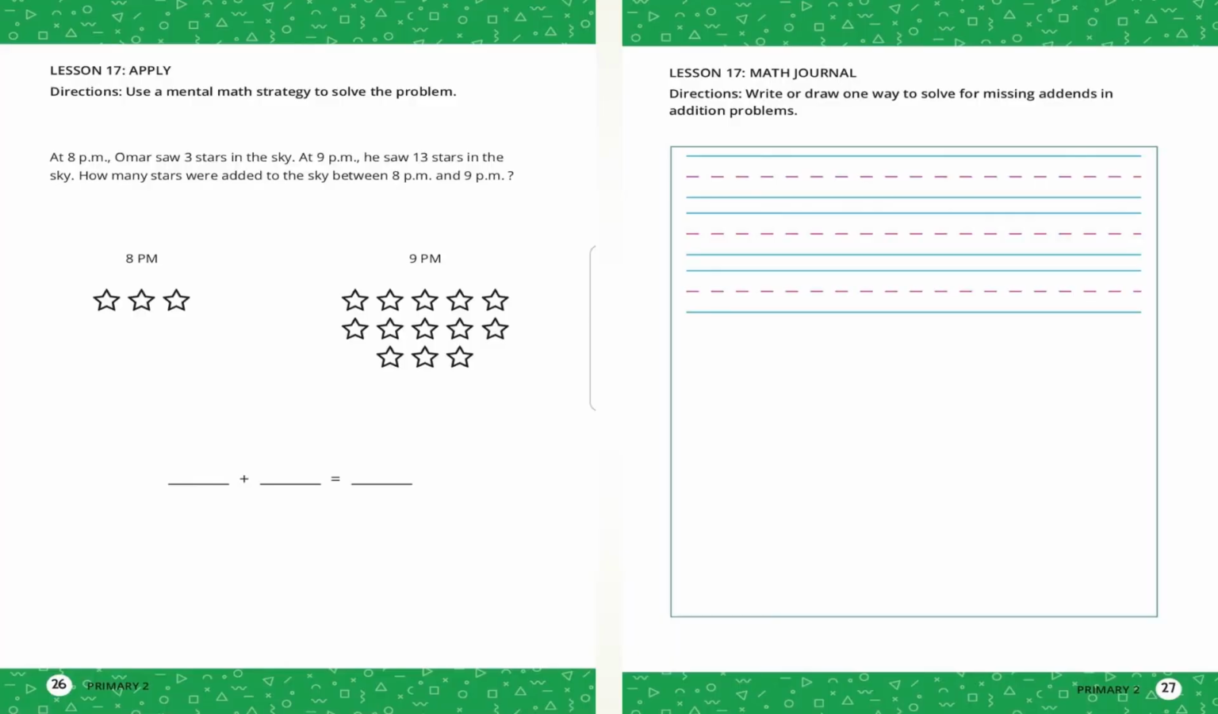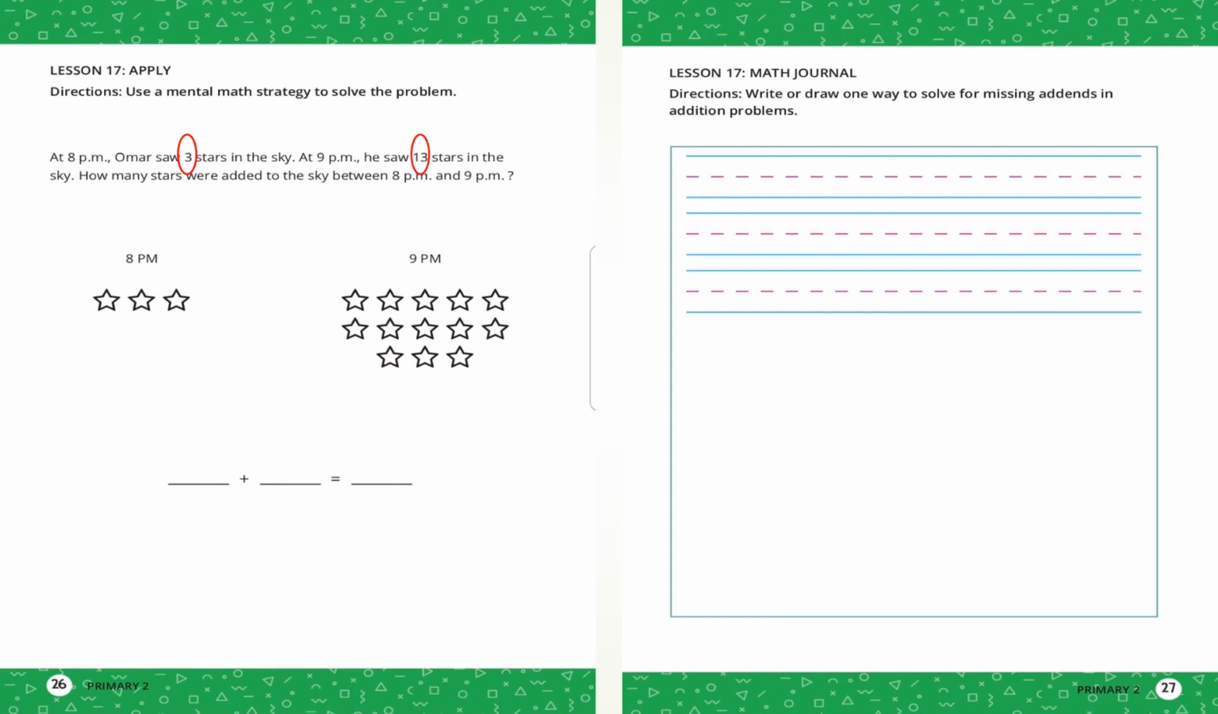Lesson 17, the apply part. Use a mental math strategy to solve the problem. At 8 p.m., Omar saw 3 stars in the sky. At 9 p.m., he saw 13 stars in the sky. How many stars were added to the sky between 8 p.m. and 9 p.m.?